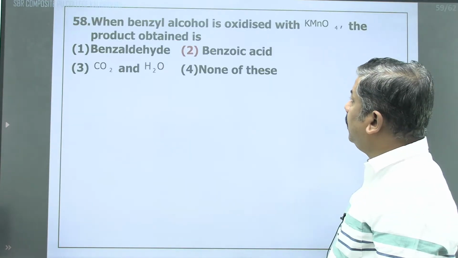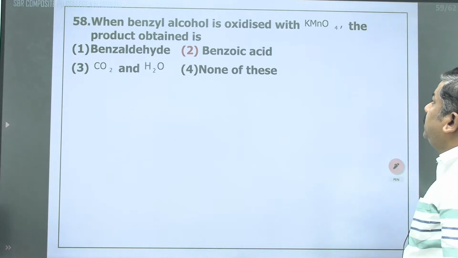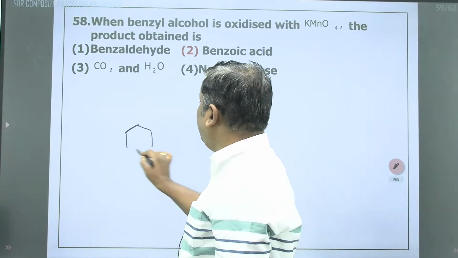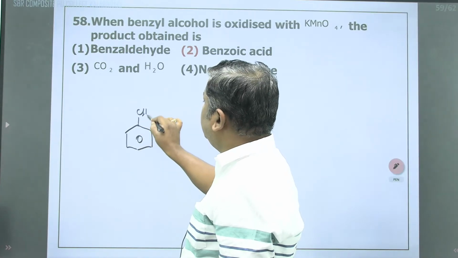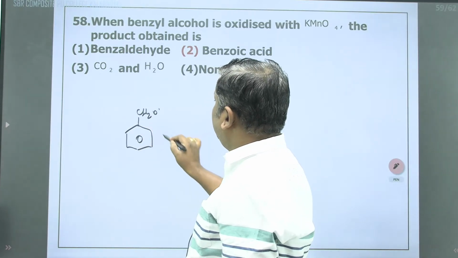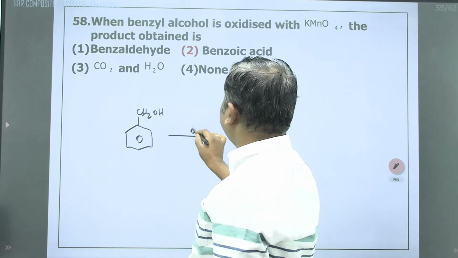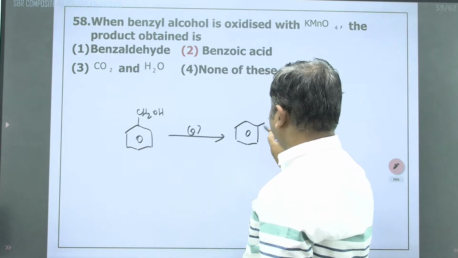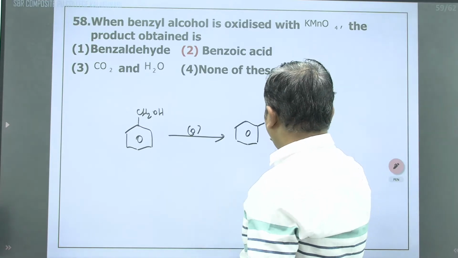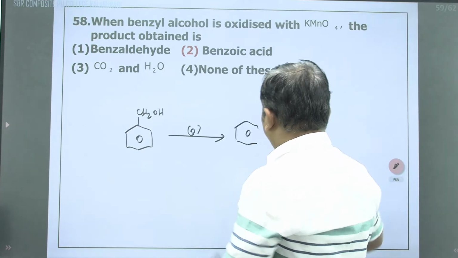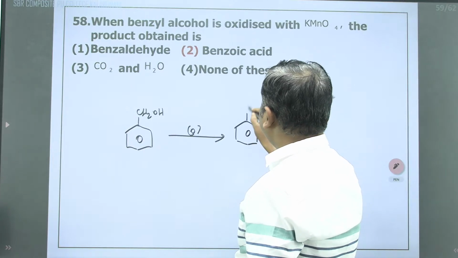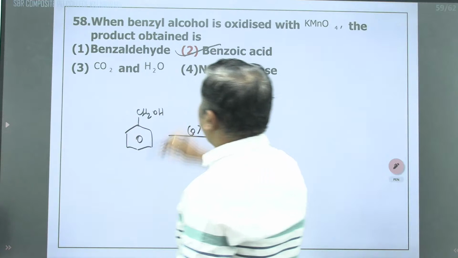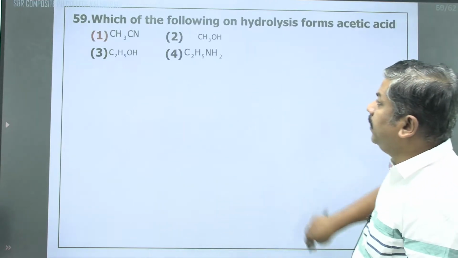When benzyl alcohol is oxidized with KMnO4, what is the product obtained? This is C6H5CH2OH. Whenever this compound undergoes oxidation, alcohols are converted into the respective carboxylic acid containing the same number of carbon atoms. The product is benzoic acid. So option number 2 is correct.